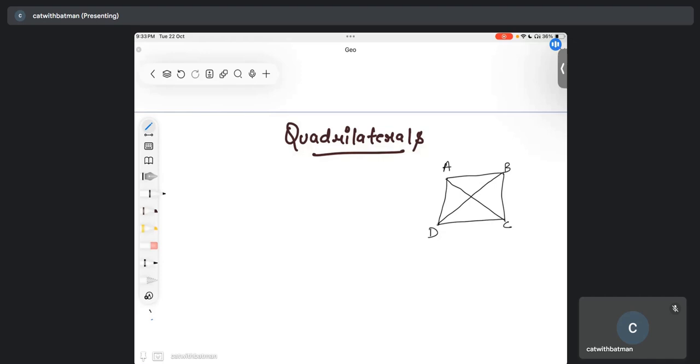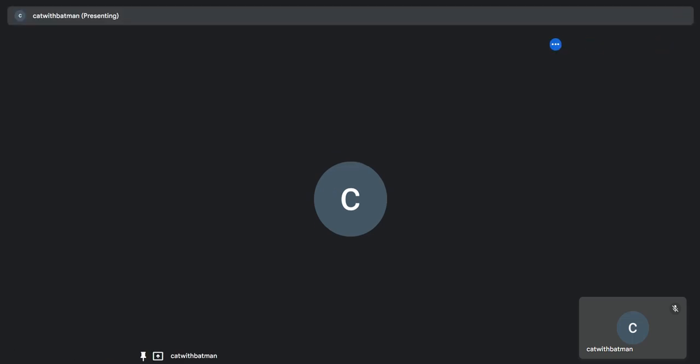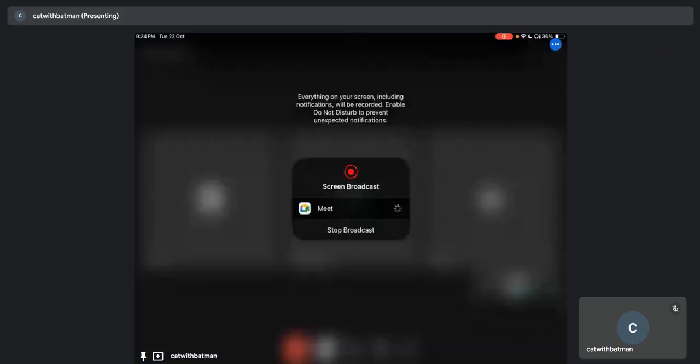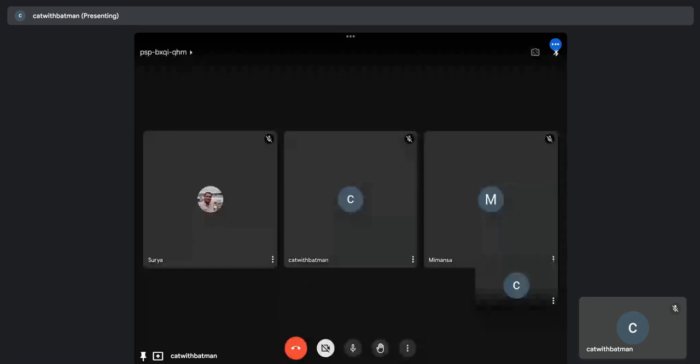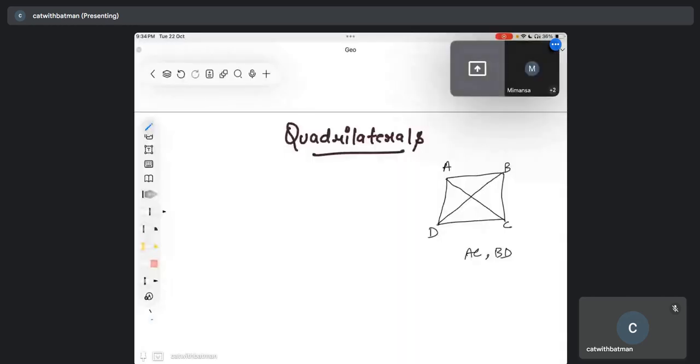I don't think this is visible on the screen. I think there's some issue with my screen sharing. Let me share that again. Okay, yeah, now it should be fine.